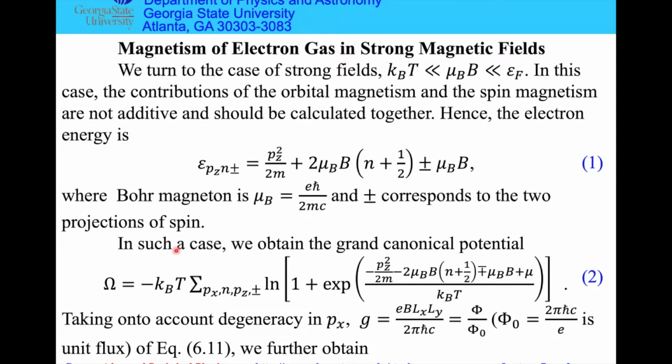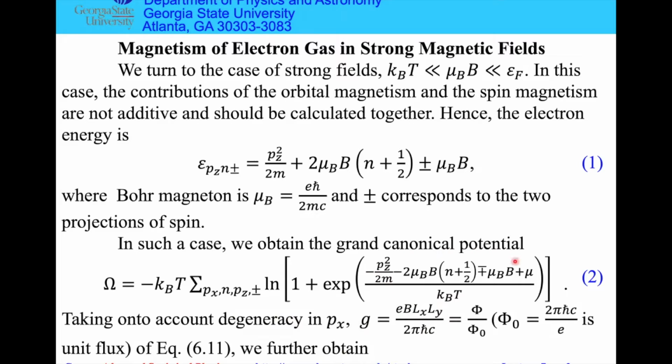In such a case, we obtain the grand canonical potential by the normal formula. This is summation over all quantum numbers. px is also present, though the energy doesn't depend on px. We know the degeneracy for the motion in the x direction, and this degeneracy is given by this factor, also called statistical weight. It's proportional to the flux of the magnetic field divided by the unit flux, as we know.